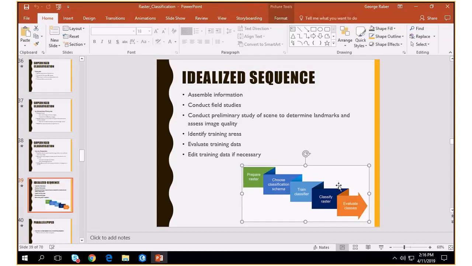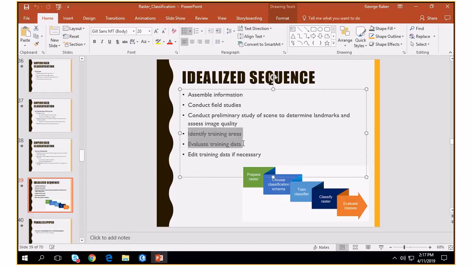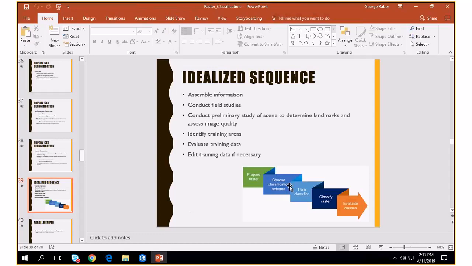All right, so this is the sequence. This picture is from an ESRI literature. So this is kind of like the process that's involved here. This is from a textbook, right? So you assemble information, conduct field studies. If it's possible, go out, find some different areas, and then look at your image quality, find available imagery. Okay. Then we start right here. We identify our training areas. That's what we're going to do today. We're going to evaluate the training data and edit the training data if necessary. And then we do this part. We prepare the raster, choose the classification schema, train the classifier, and then classify the raster. And then finally, like I said, we're not going to talk about this. We'll talk about it a little bit. We're not going to implement that. Is to evaluate how well we did.